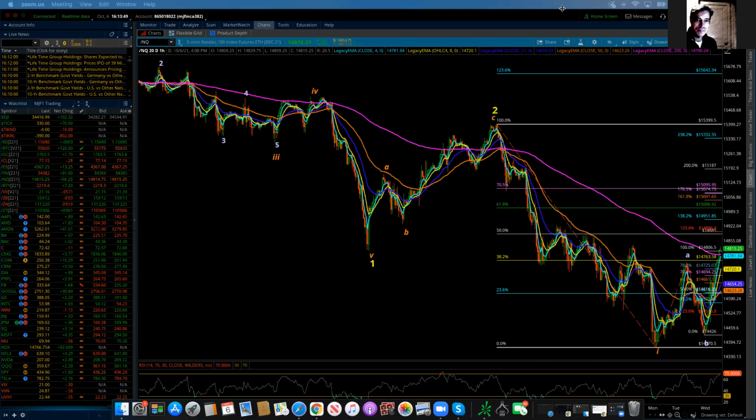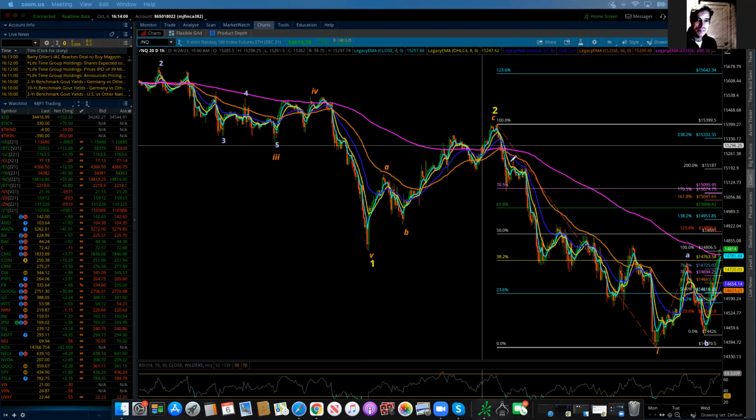Well, both the NASDAQ and the S&P finally gave us enough indications on what the markets are attempting to put in. And so I've made some adjustments to the Elliott wave count and also the labeling. The outcome is basically the same. So let me just dive right in and start to explain.